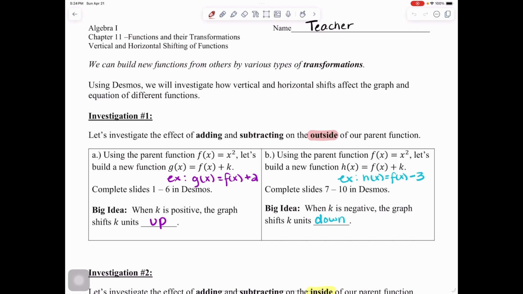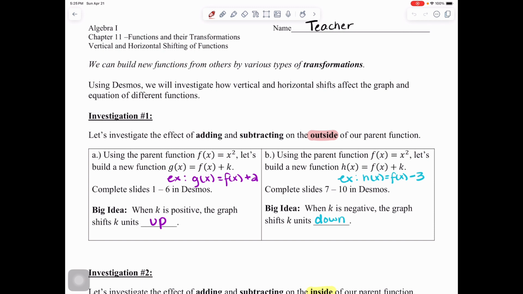Today's lesson is called Vertical and Horizontal Shifting of Functions. If you are starting to watch this video, that means you must have already completed the vertical and horizontal shifting of functions Desmos that was assigned to you. It is extremely important that you complete that Desmos investigation first and fill in the first page of these notes for investigation number 1 and 2, so that we can go over these answers quickly and move on to examples of vertical and horizontal shifting of functions.